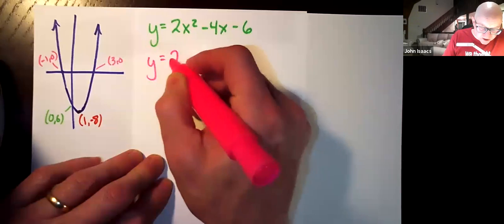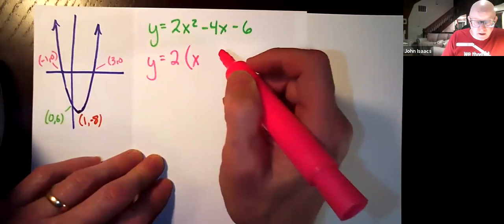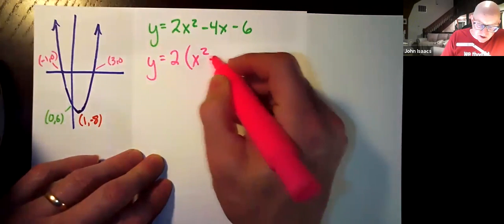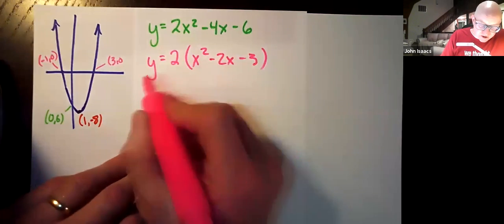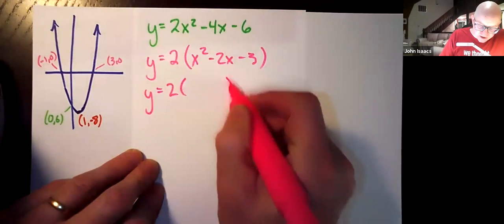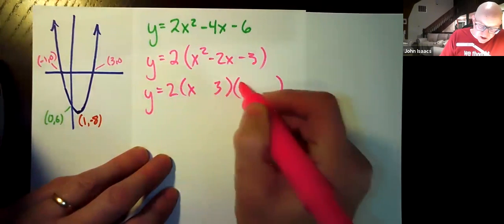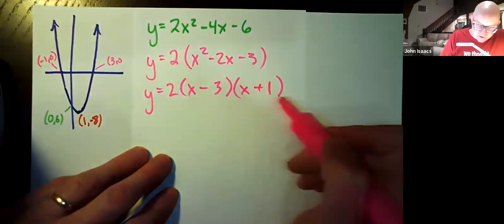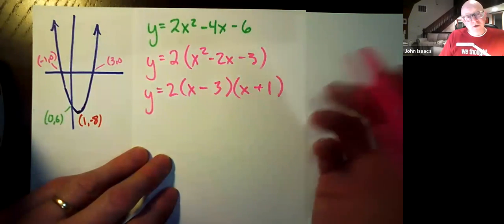That used to be the a value in both vertex form and in standard form. So here we have 2 times x squared minus 2x minus 3. And hopefully this factors. Now, y equals 2 times, let's see, a 3 and a 1. So x 3 and x 1. The 3 is negative, so that's a negative 3 and a positive 1. That is going to make the negative 2. And it does factor, thank goodness. That's why I chose it as an example.